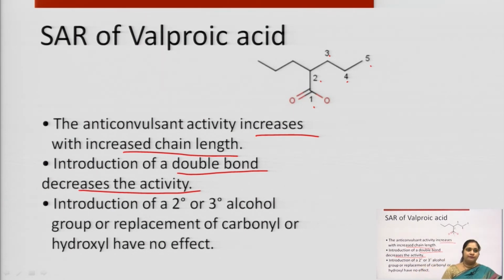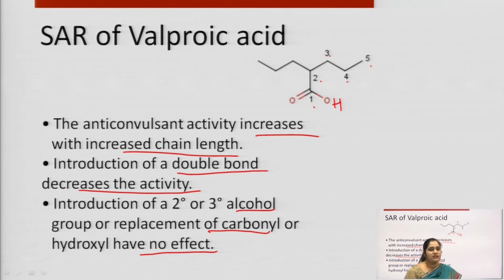Apart from that, if we try to incorporate any secondary or tertiary alcohol group, or if we replace this carbonyl group or hydroxyl group, this OH group, that will produce no effect on the activity. So, as it is, the structure of valproic acid will possess its anticonvulsant potential.